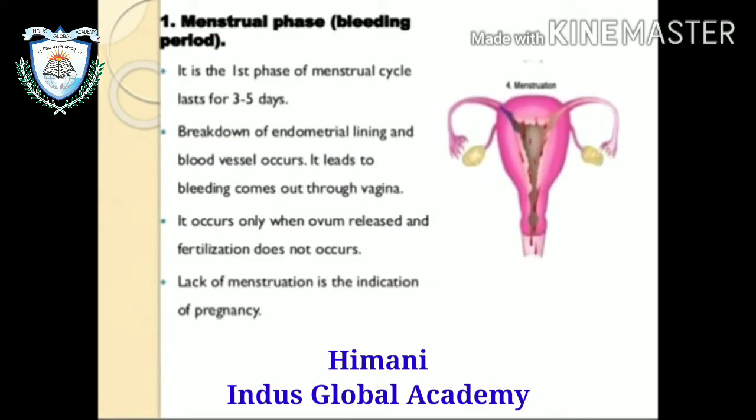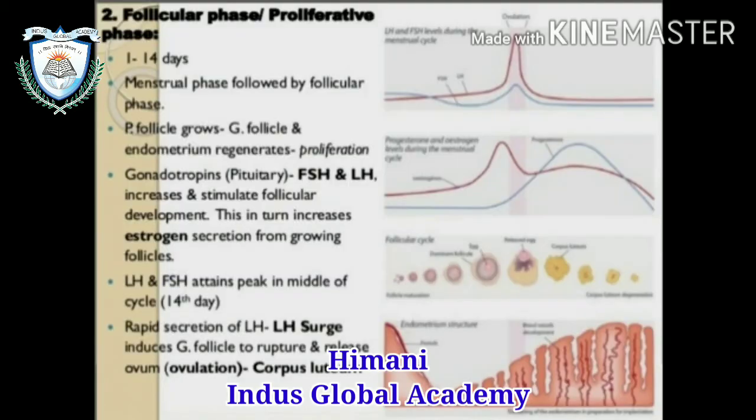So let's start. Menstrual phase, also known as bleeding phase. It is the first phase of the menstrual cycle, which takes 3 to 5 days. Breakdown of the endometrial lining and the blood vessels occurs in this phase. It leads to bleeding coming out through the vagina. It occurs only when the ovum is released and fertilization does not occur. Lack of menstruation is an indication of pregnancy.